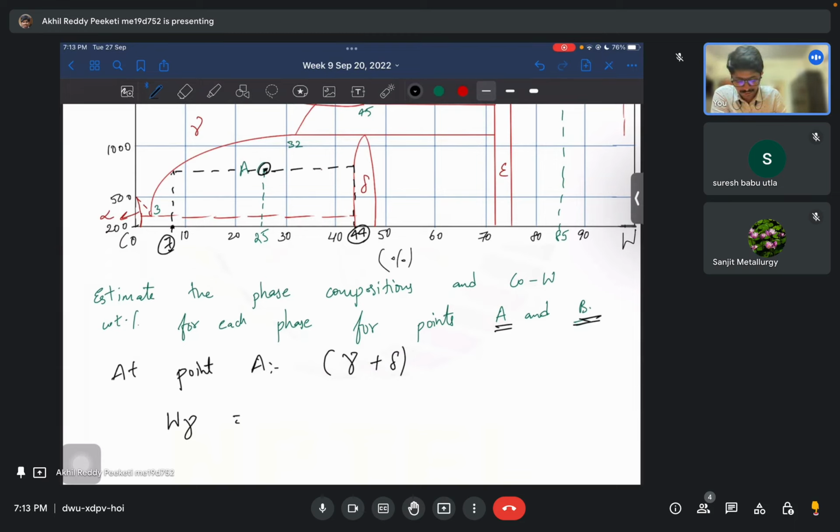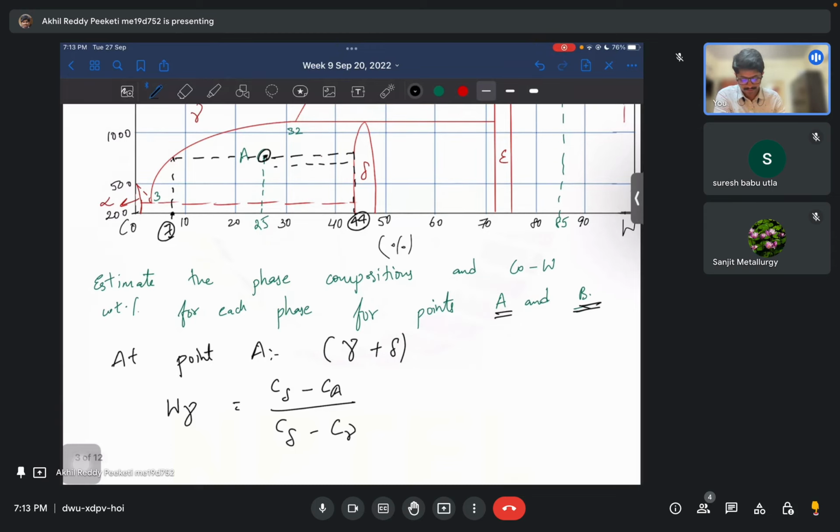So it will be proportional to this length for the gamma phase. Because we want gamma, you need to take C delta minus Ca by C delta minus C gamma. Okay. So this is how we will get the composition of gamma phase at A. So here we have delta as 44 minus Ca 25 by 44 minus 7.